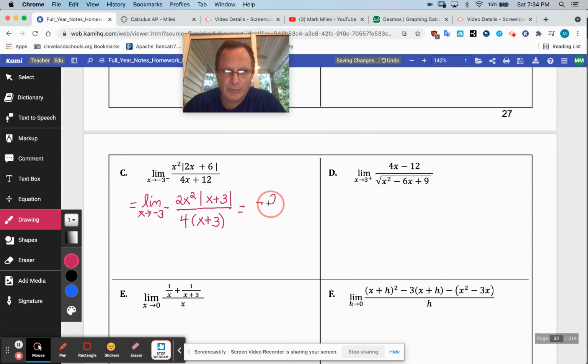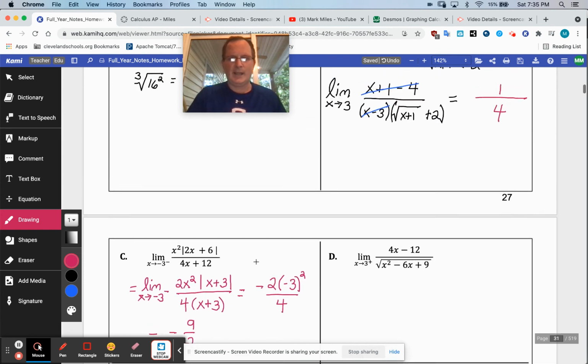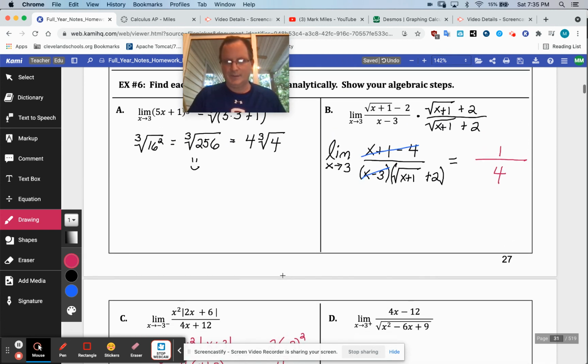So it'll be 2 times -3 squared divided by 4. Okay, so this is going to be negative, and that's 9, right, times 2 is 18. 18 divided by 4, -9/2. Okay, I'm going to pause. We'll have that be half. So A through C on example 6.